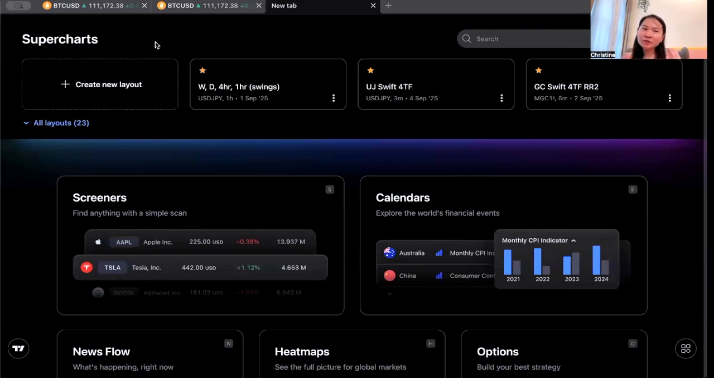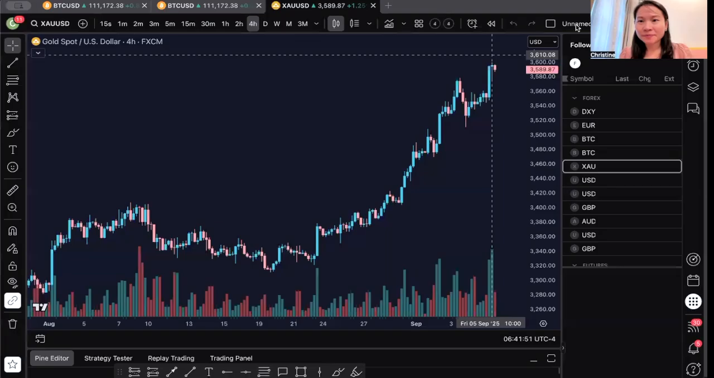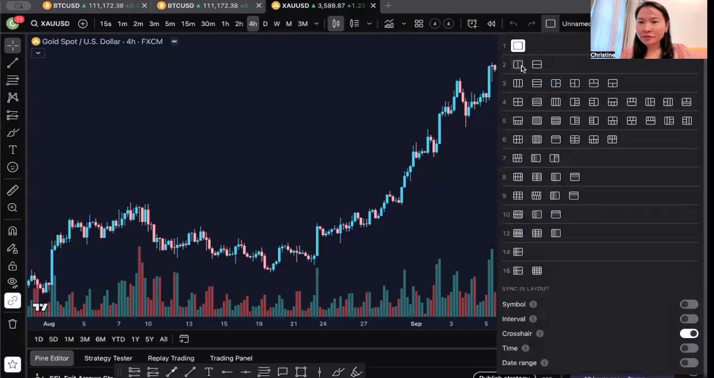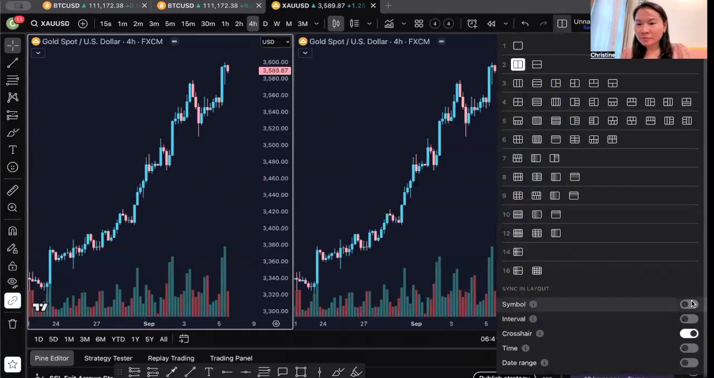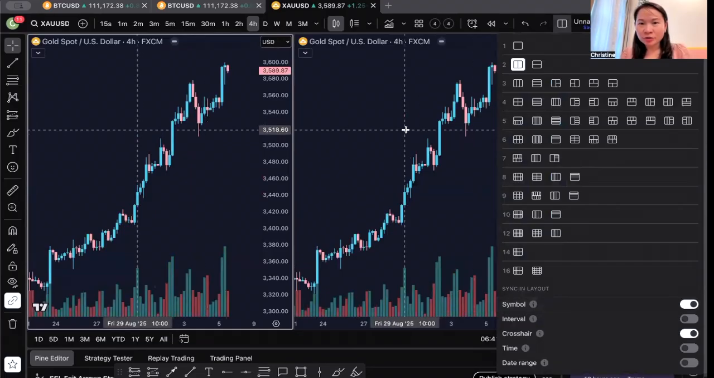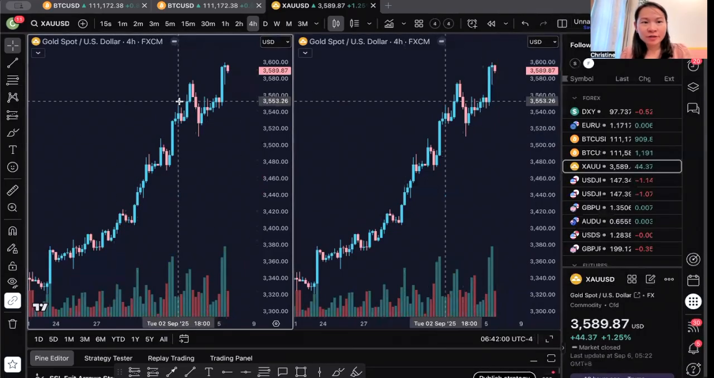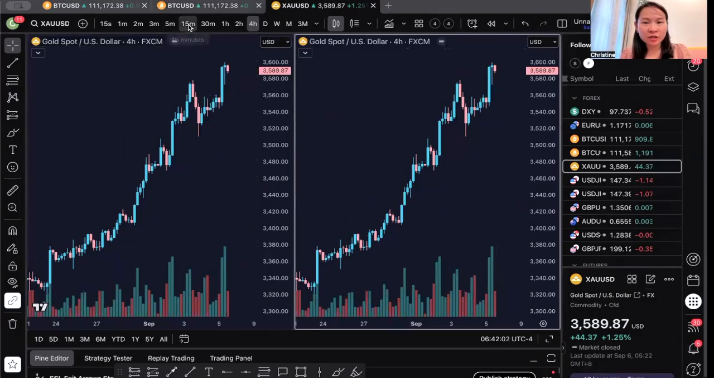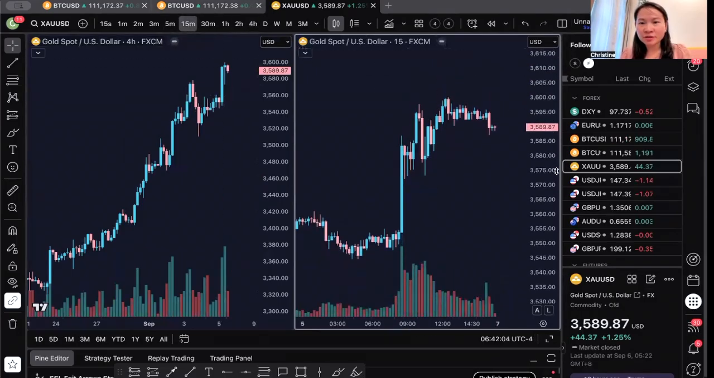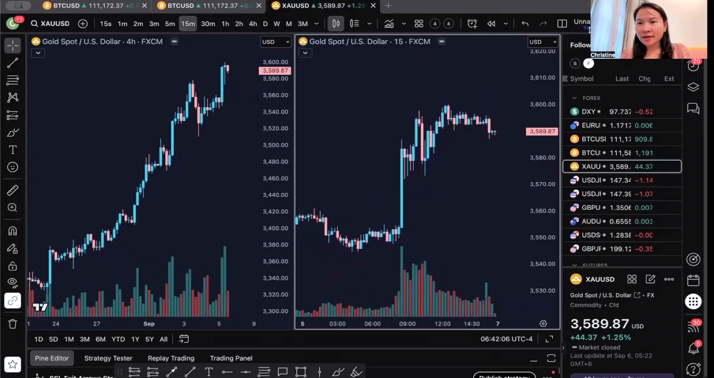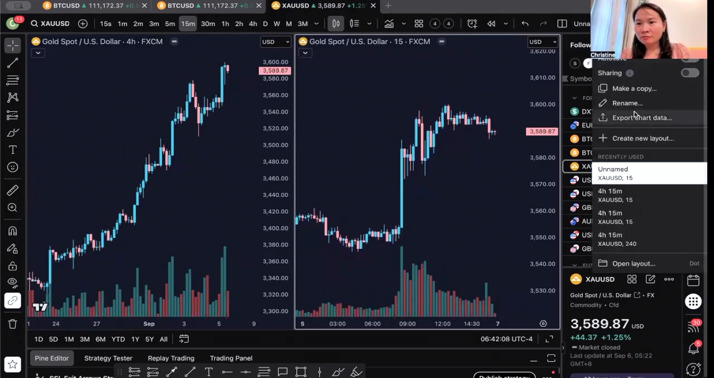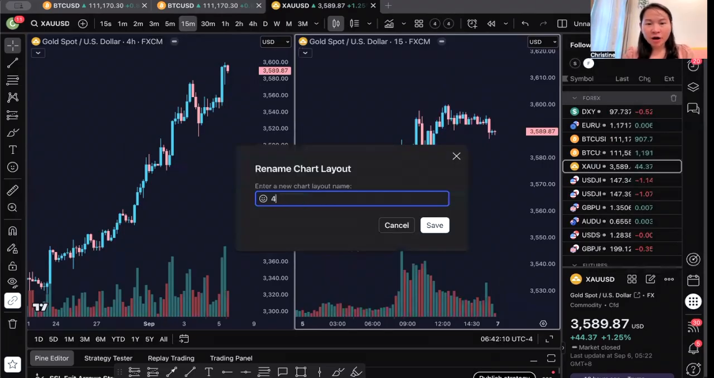So I'm on TradingView right now, and I can create a new layout with two time frames. Turn the symbol on to sync the symbol in the two time frames. One of the time frames is 4 hour, the other one is the lower time frame. Change it to 15 minutes on the right. And I can save this and rename it as 4 hour and 15 minutes.